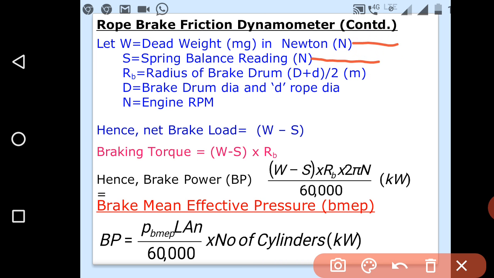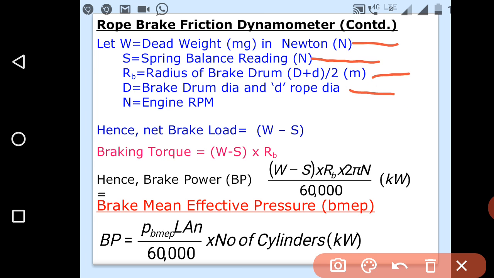RB is the effective radius, as we have seen. Here D is the diameter of the brake drum, or flywheel, and RB is the effective radius of the brake drum, which is the radius of the drum plus the radius of the rope.